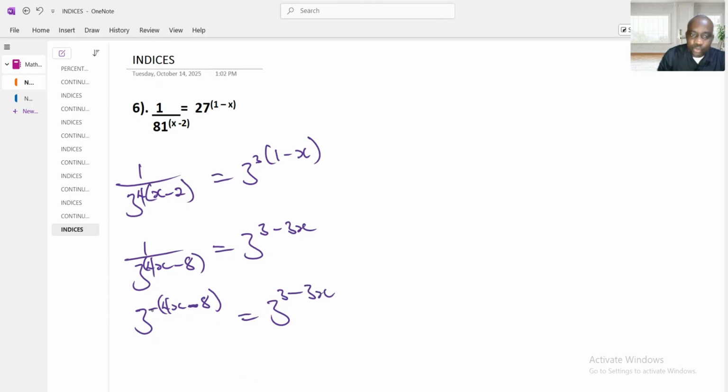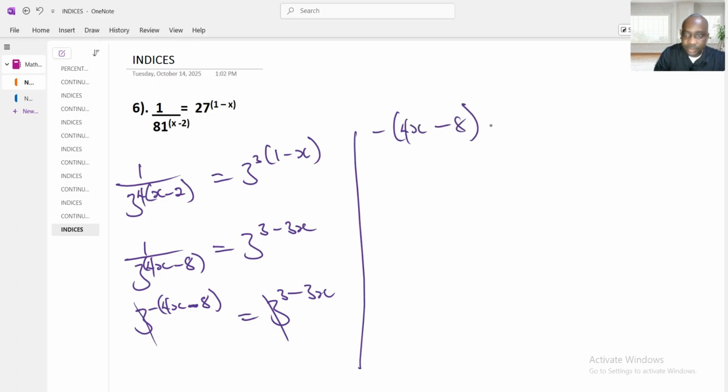Now, when we multiply this minus by the bracket, it is going to change this minus sign to plus. The reason is that this minus is the same thing as minus 1, with the 1 invisible. When you say 1 times 4 is 4, minus times 4x is going to give you minus 4x. Now, let me cut out the base and write out the raised power. We have minus bracket 4x minus 8 equals 3 minus 3x.